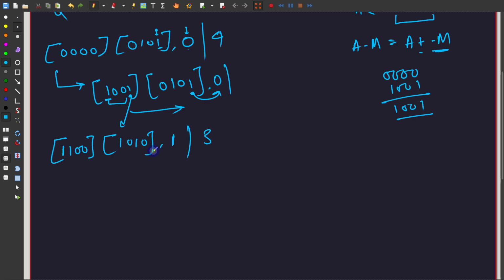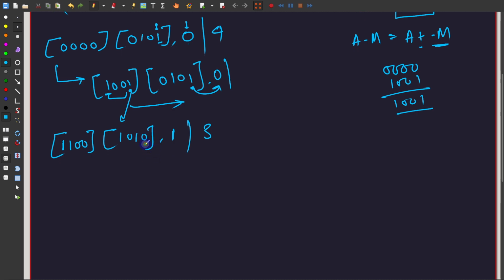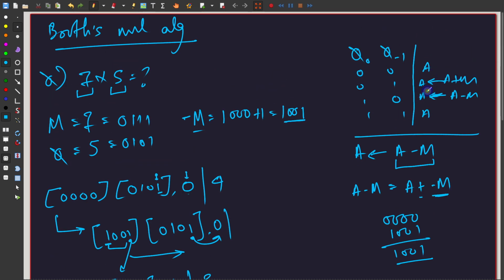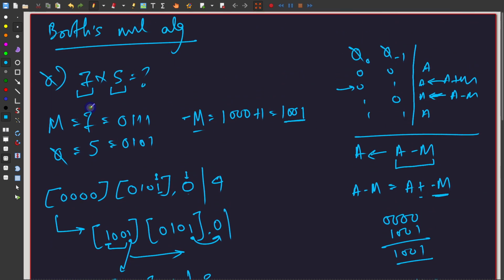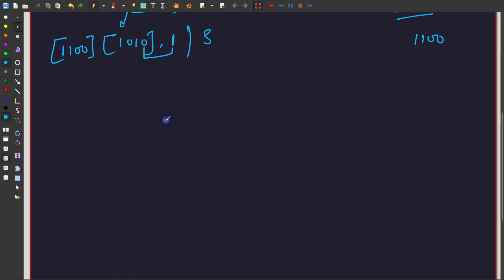Okay, now we are at the start of the second iteration. So notice how we have a 0-1 combination here. What do we do when we see a 0-1? There is no need to look at the table, but sure, when you see a 0-1, you have to perform addition, a plus m. So a right now is 1100. What is m? The value of m is 0111. So we'll write 0111 here.